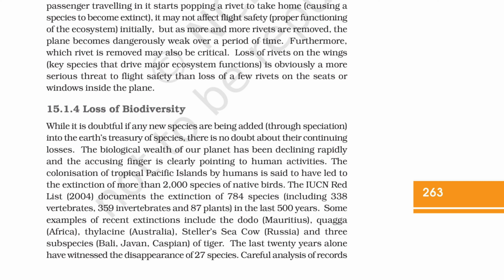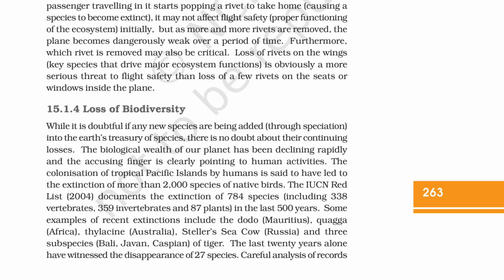Loss of biodiversity. While it is doubtful if any new species are being added through speciation into the Earth's treasury of species, there is no doubt about their continuing losses. The biological wealth of our planet has been declining rapidly, and the accusing finger is clearly pointing to human activities. The colonization of tropical Pacific islands by humans is said to have led to the extinction of more than 2,000 species of native birds. The IUCN Red List 2004 documents the extinction of 784 species, including 338 vertebrates, 359 invertebrates, and 87 plants, in the last 500 years.